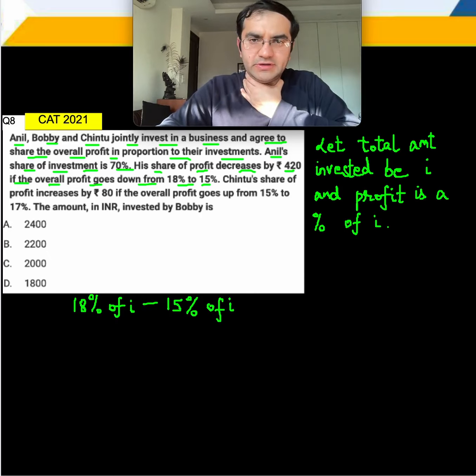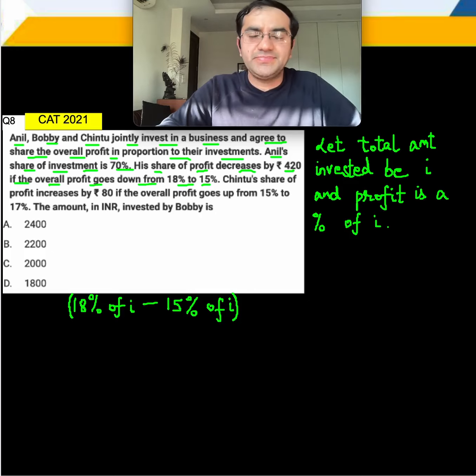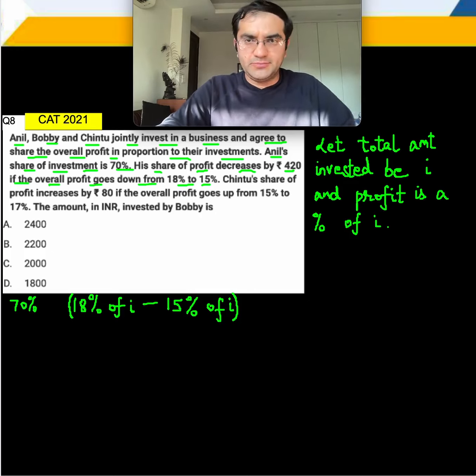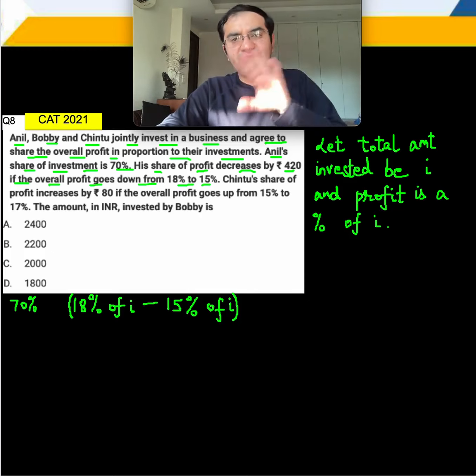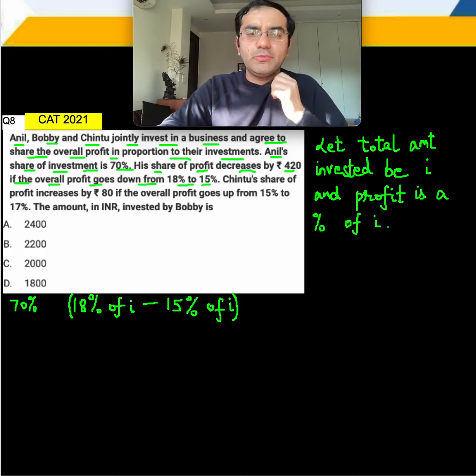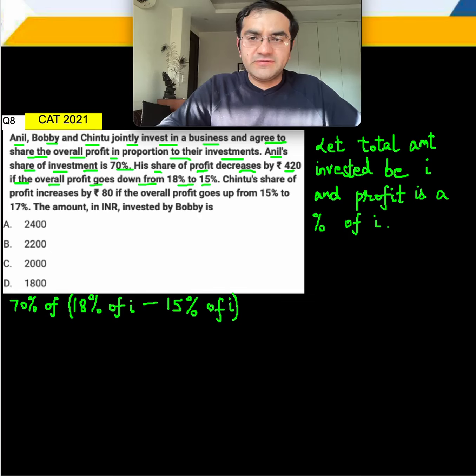Okay, when your overall profit decreased from 18% of I to 15% of I, what did Anil get out of it? Anil got 70% of it because his share in the investment was 70%. So here 70% came. Profit was 18% of investment, then 15%. So when the overall profit dropped, Anil got 70% of it and the decrease was 420.